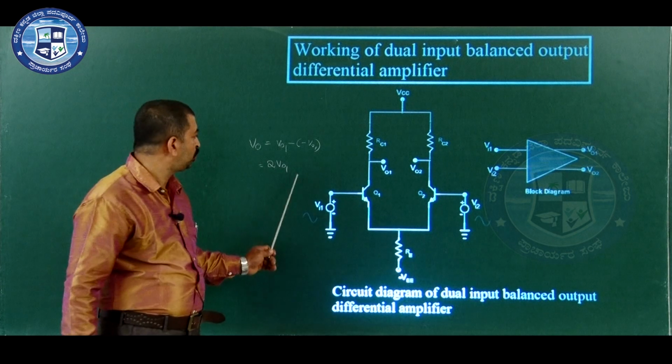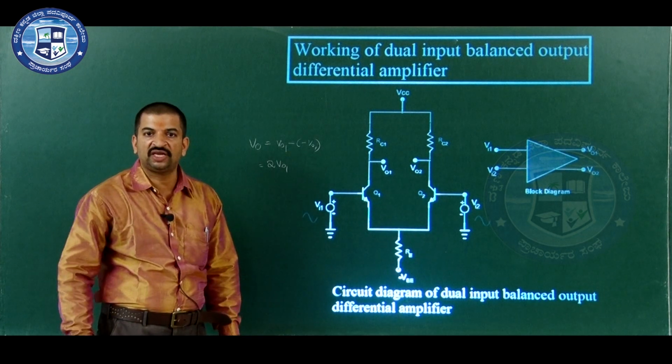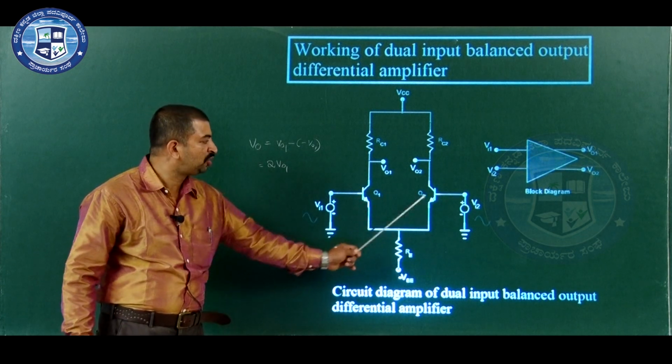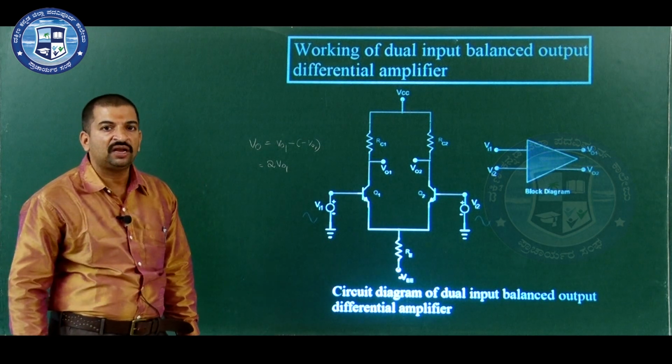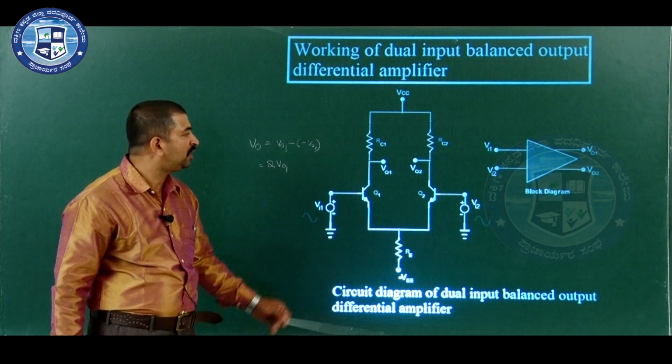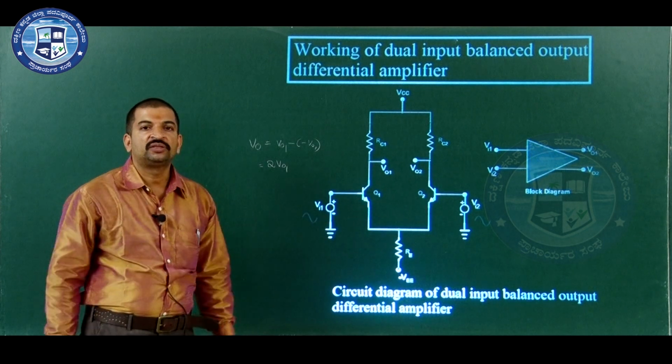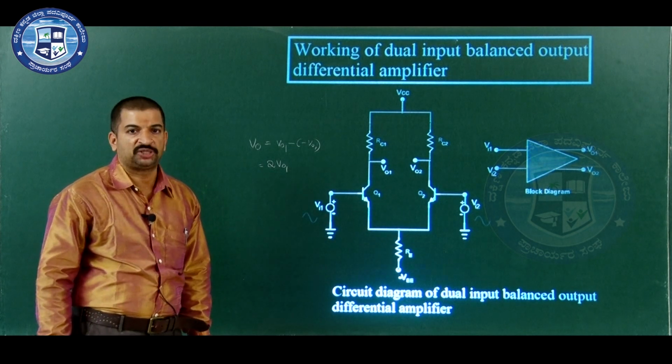Now, why do we get a twice amplified replica? The reason is very simple. Here there are two transistors. Both transistors amplify the signal. So, the amplified signal is available across the collector terminals of the two transistors.